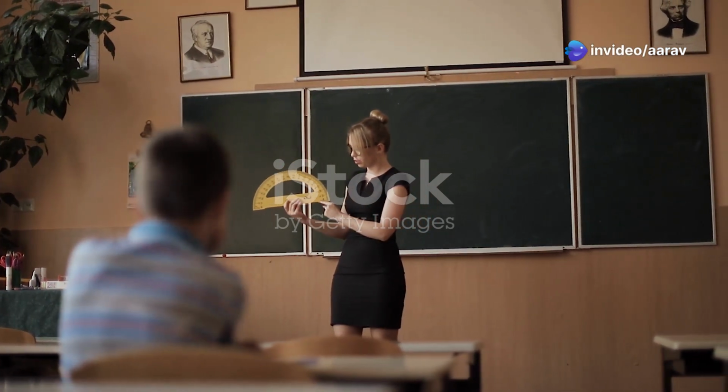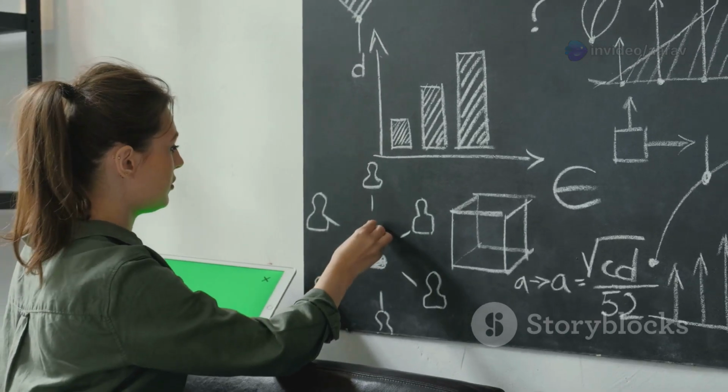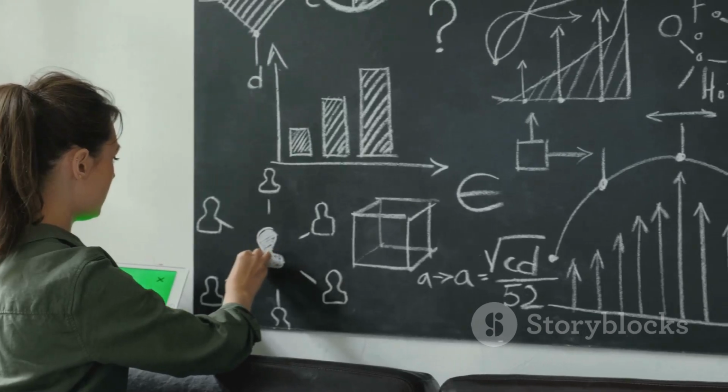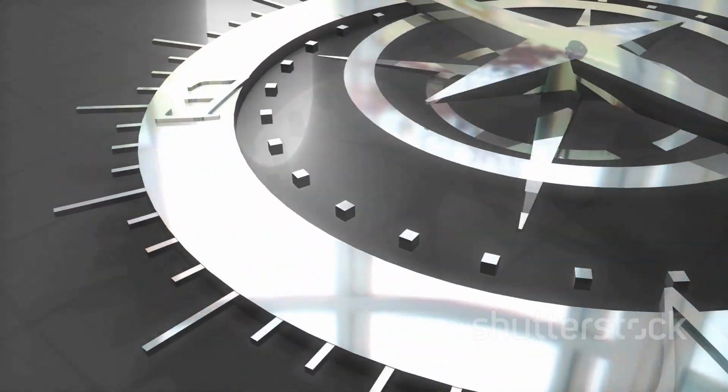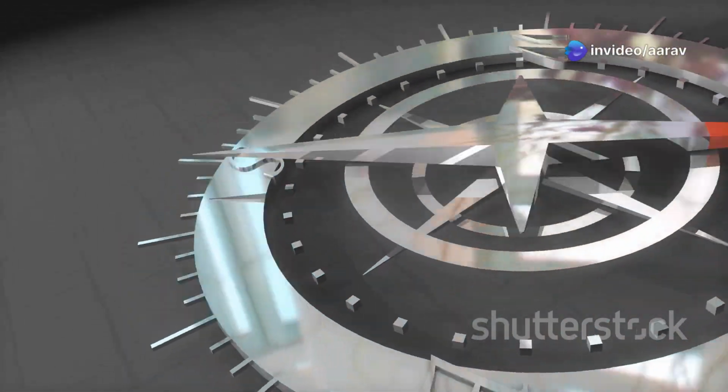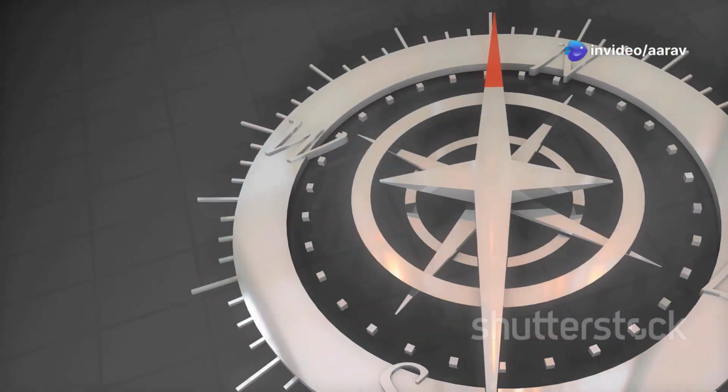Now that we know what angles are, let's talk about how we measure them. There are two common units for measuring angles: degrees and radians. Degrees are probably the most familiar to you. We divide a circle into 360 equal parts, and each part represents 1 degree.